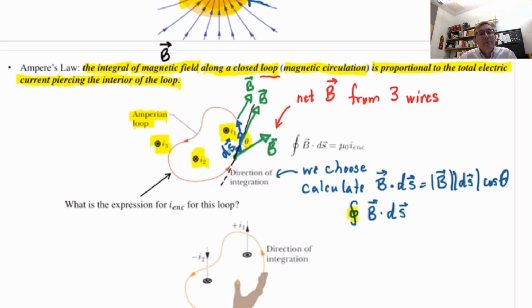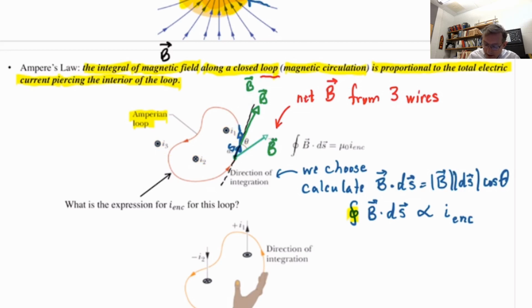Okay, now what Ampere's law does is tell you what you're going to get for the answer for that integral. Just like Gauss's law told you what you're going to get for the answer for the integral of E dot dA over a closed surface, Ampere's law tells you what you're going to get for the answer for B dot ds around a closed loop. And the answer is proportional to the total current enclosed, or if you like, encircled, even though the loop may not be an actual circle, by the loop, surrounded by.